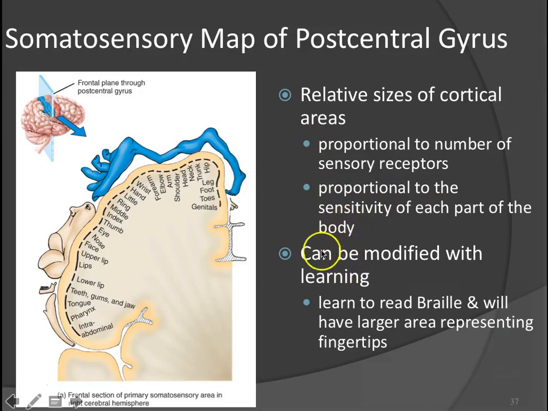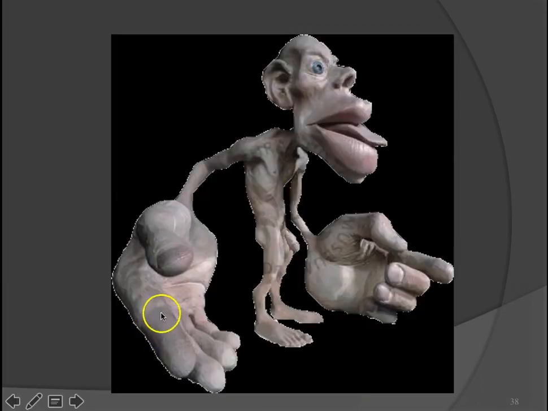Okay? It's not set in stone, so you can see it's modified with learning. People who have learned to read Braille will have larger areas representing the fingertips than people who haven't learned Braille, for example. Right? And so here, this is basically how that somatosensory area thinks you look.